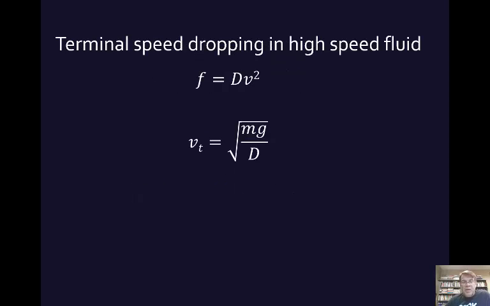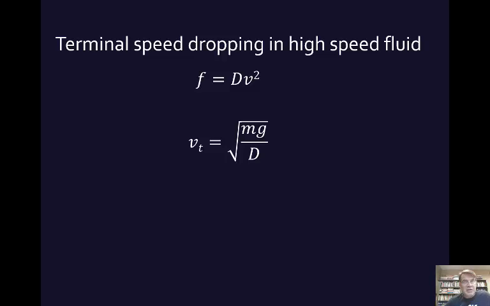Okay, finally, I want to talk about the terminal speed in a high-speed fluid. Like if you're falling off the Empire State Building, or a rock is falling off the Empire State Building. So what is the terminal velocity there, where it stops accelerating and it forms a kind of constant velocity? Well, we go back to that initial formula. The frictional force equals the drag times the speed squared.